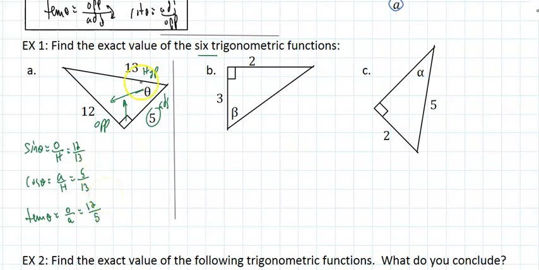Once I figure this out, cosecant of theta would be the reciprocal of sine. Secant of theta would be the reciprocal of cosine. And cotangent of theta would be the reciprocal of tangent. And that's pretty much it.